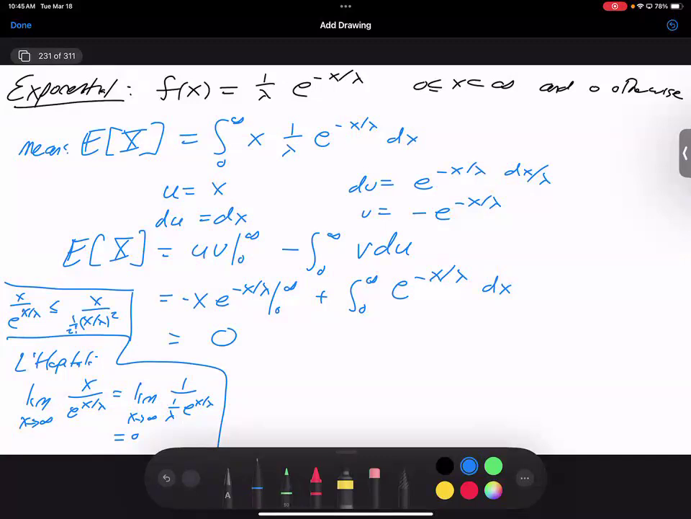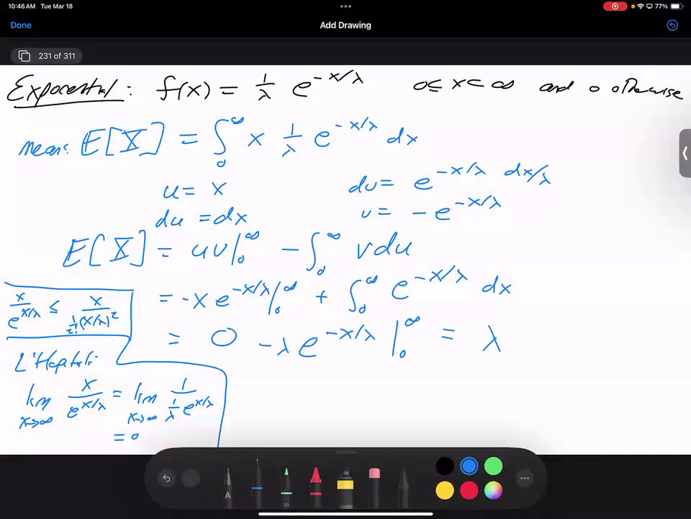So if you don't want to use L'Hopital, you can actually do it more elementarily. The whole point is the boundary terms vanish. And now we're left with the integral of e to the negative x over lambda. Well, this is just going to be e to the negative x over lambda times lambda, because when you take the derivative of that, there's going to be a minus sign. Evaluating between 0 and infinity, you will be left with just lambda. So this is a calculation of the mean. And again, if it's been a while since you've done integration, I urge you to do this.